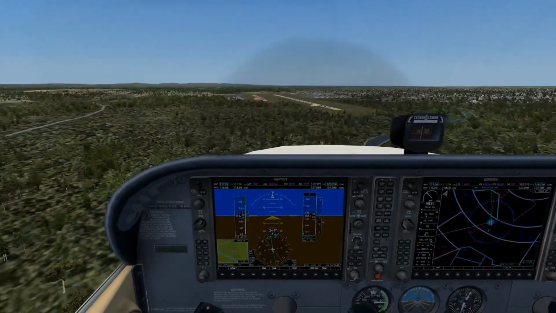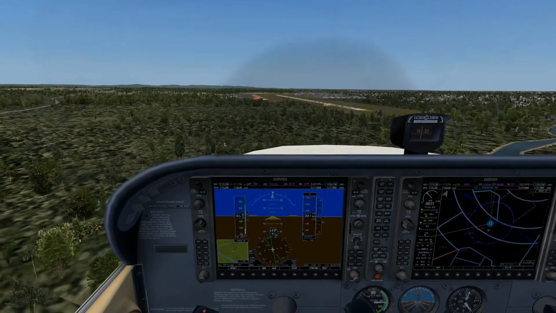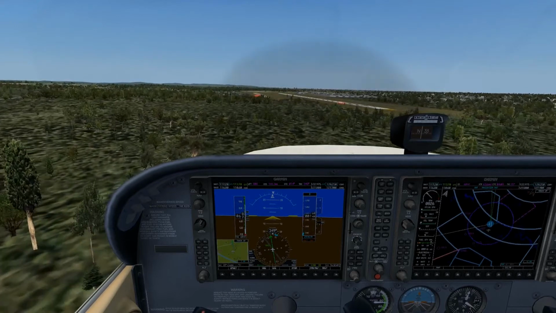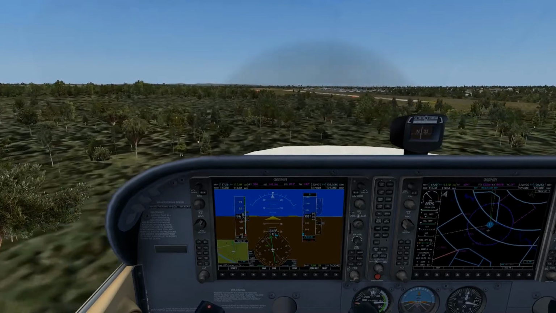Again, maintaining 68 knots, but it looks like there is just no way we're going to make the runway. Although, it looks like we were a little bit closer this time. Looks like that extra 10 degrees did help. Let's see if that trend continues as we steepen our bank angle.